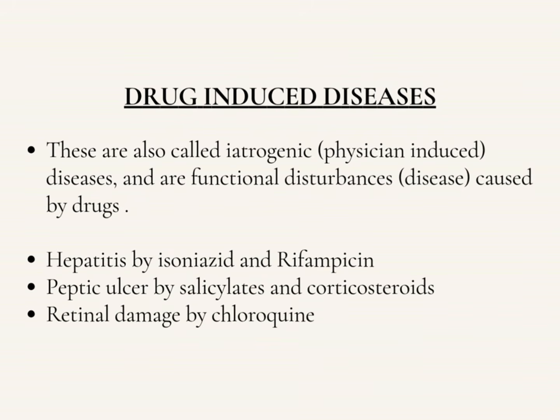Next, drug-induced diseases. Some medicines can themselves produce diseases. These are called drug-induced diseases. Examples: hepatitis caused by isoniazid and rifampicin. Peptic ulcer is caused by salicylates and corticosteroids. Retinal damage is caused by chloroquine.